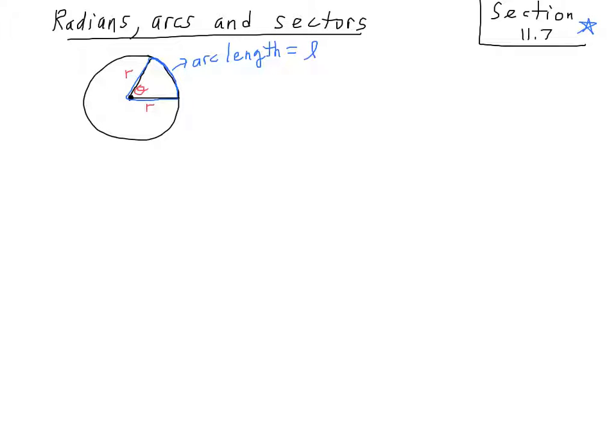Now, if we have a situation where this radius distance is draped across this arc, suppose this were equal to r, on the outside. Well, then our theta would equal what we call 1 radian. So 1 radian is a special case where the radius equals that arc length.